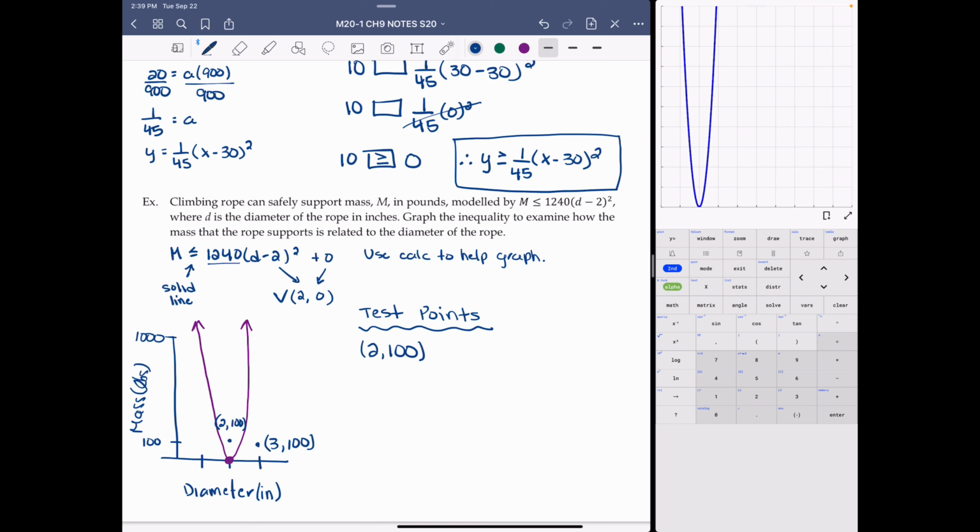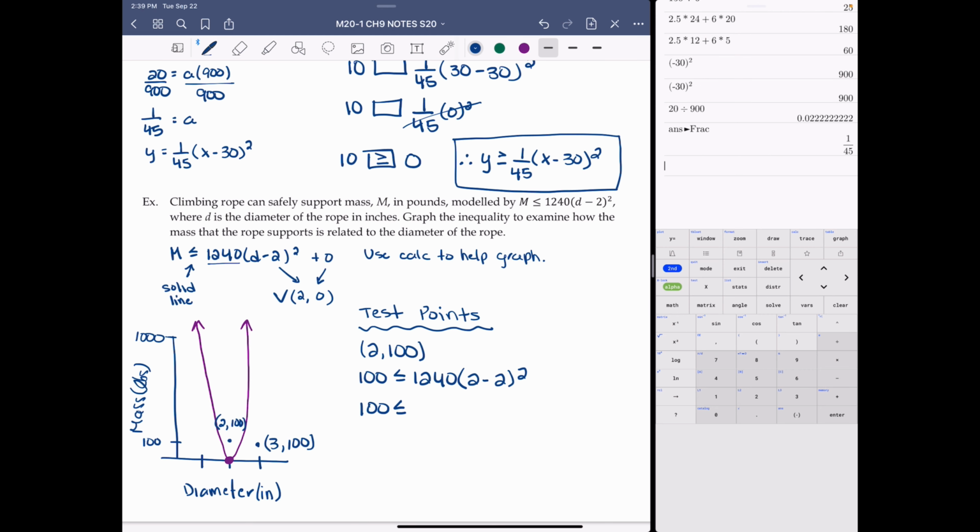2, 100. I have 100 is less than or equal to 1240 times 2 minus 2 squared. Calculate: 100 is less than or equal to 1240, 2 minus 2 is 0, 0 squared is 0, so that whole thing is going to be 0. Is 100 less than or equal to 0? Nope, it's not. Let's do the next point.